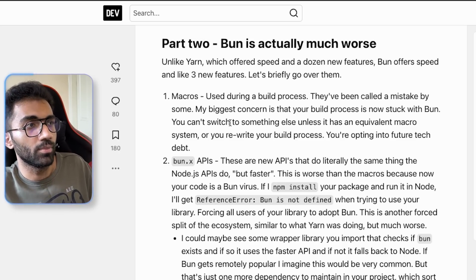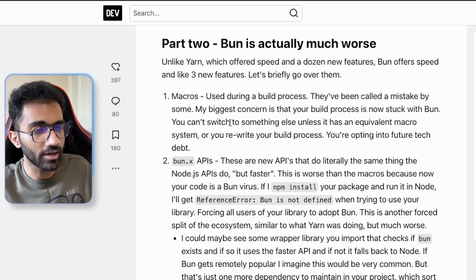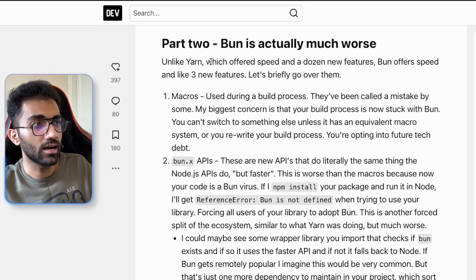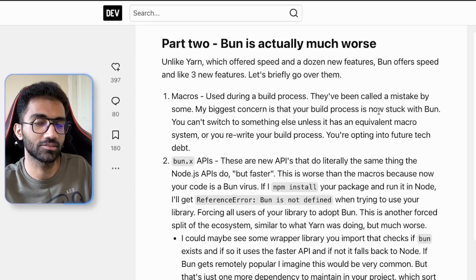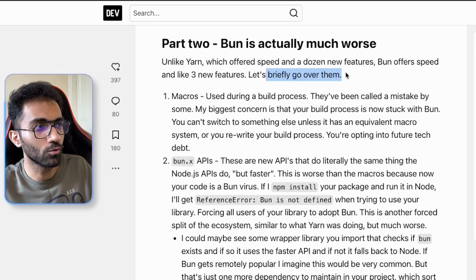Okay, part 2. Bun is actually much worse. Strong headline, but let's see what it has got. Unlike Yarn, which offers speed and a dozen new features, Bun offers speed and like 3 new features. Okay, let's briefly go over them.